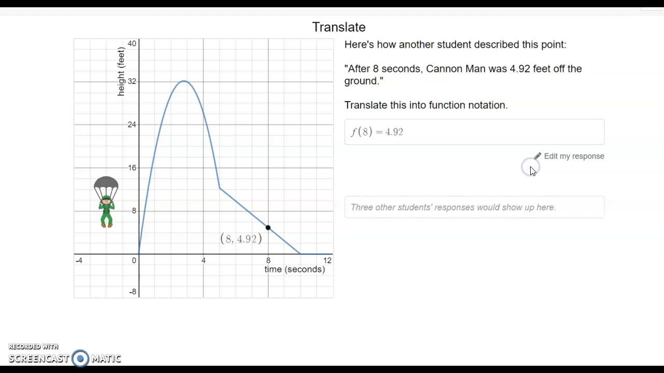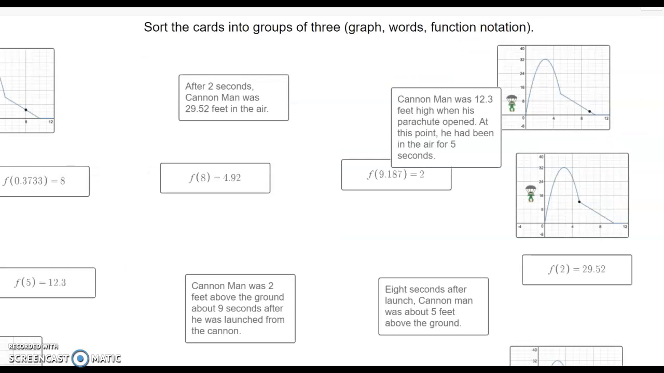So make sure you hit share with class. And let's move on to slide 8 here.